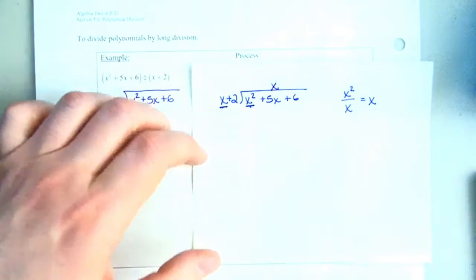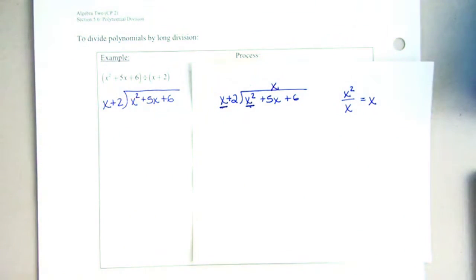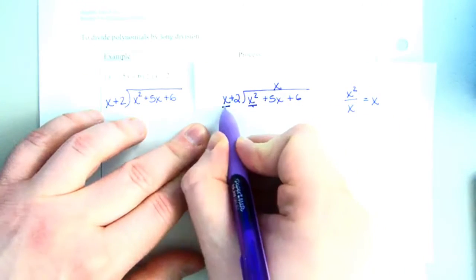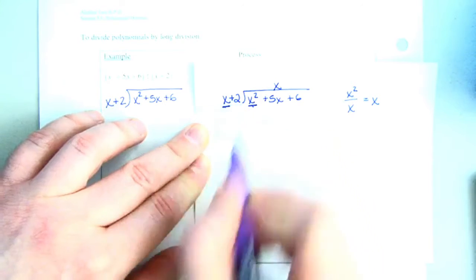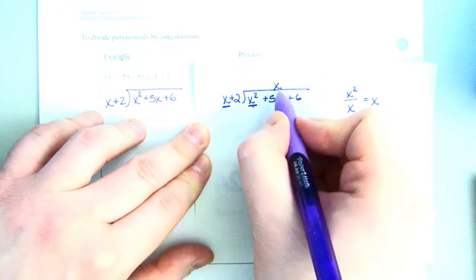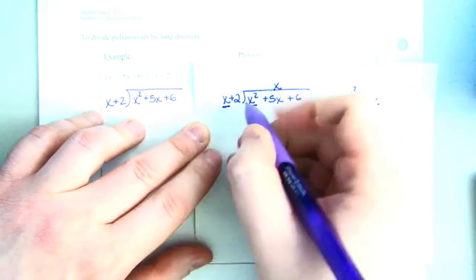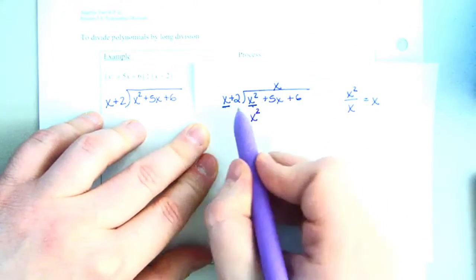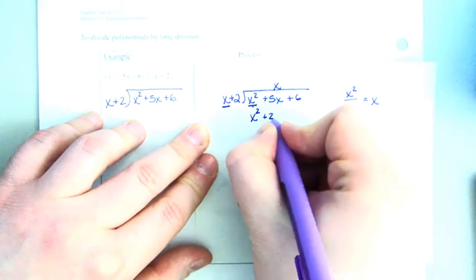And I've divided. Now I'm going to multiply. I'm going to multiply that answer, that x, by everything out front before my division symbol. So I'm going to do x times x. That's going to give me x squared. Then I'm going to do x times 2. That's going to give me 2x.